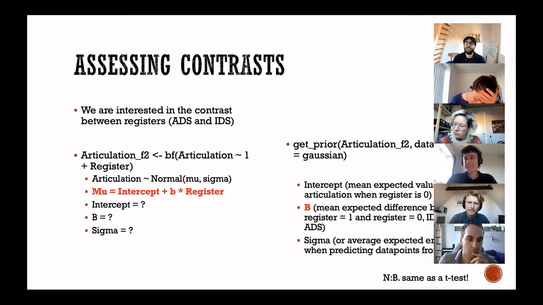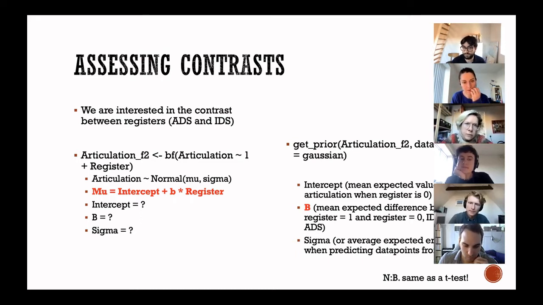So what we do is we create our second formula, right? Articulation F2, to which we assign a Bayesian formula, BF, where articulation is a function of not only the intercept, as before 1, but the intercept and the register, whether it's infant or adult-directed speech, which is another way of saying that articulation is distributed as a normal distribution with a mean and the standard deviation, and the mean is a linear model. Right? Intercept plus beta times register.